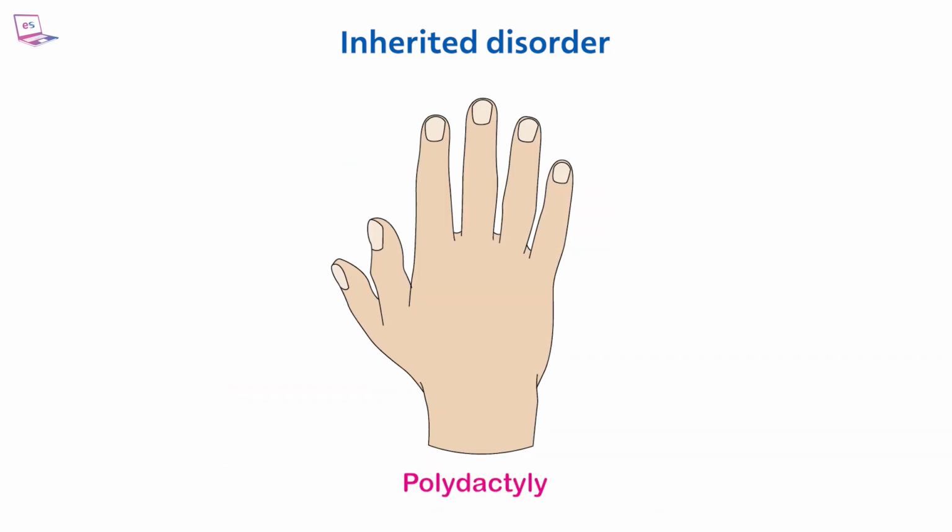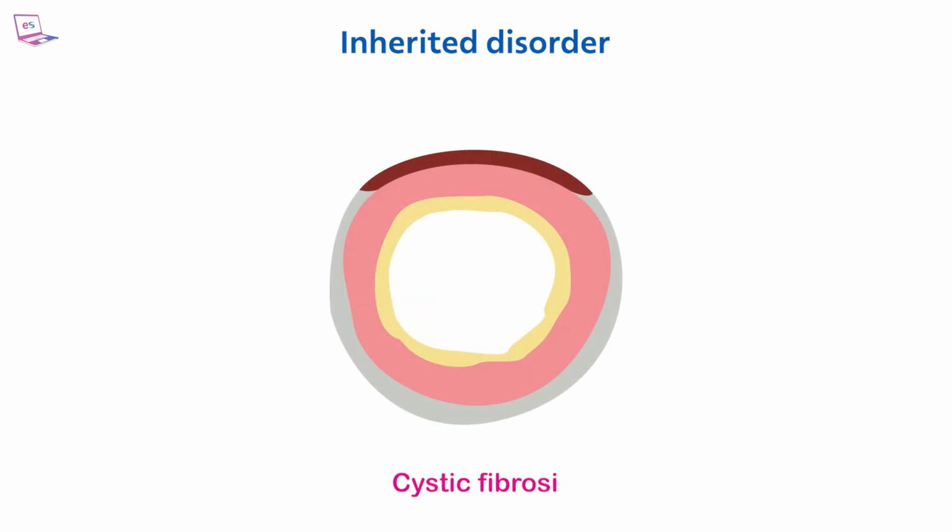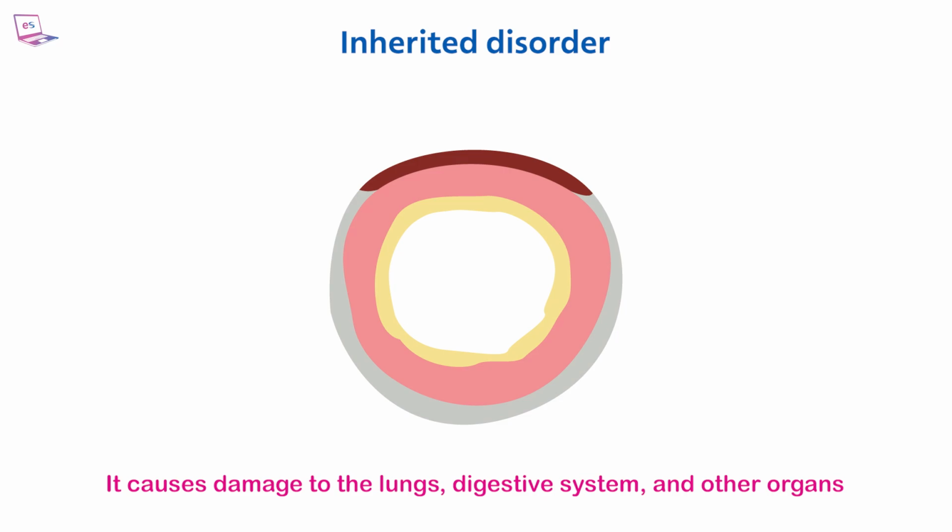Polydactyly is an inherited disorder that causes extra fingers or toes. Cystic fibrosis is an inherited disorder caused by a recessive allele. It causes changes in the cell membranes, leading to the production of thick mucus. It causes damage to the lungs, digestive system, and other organs.